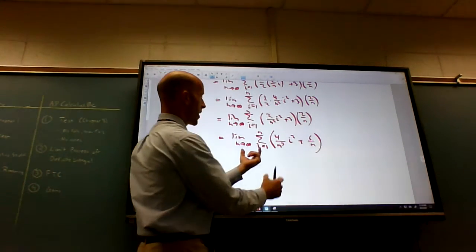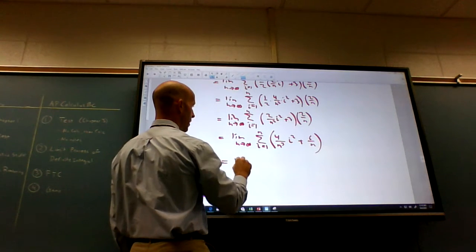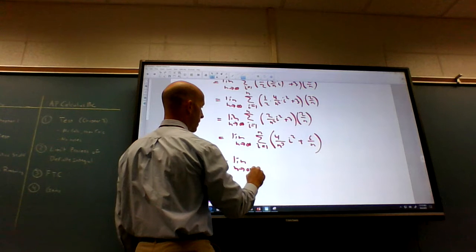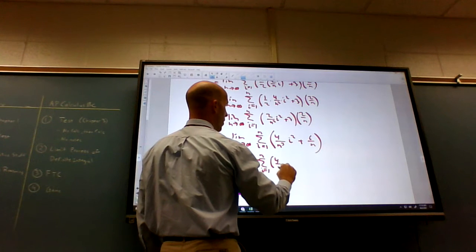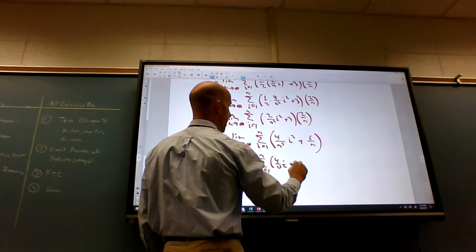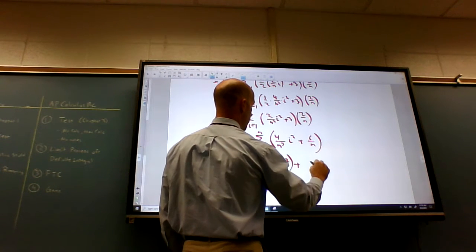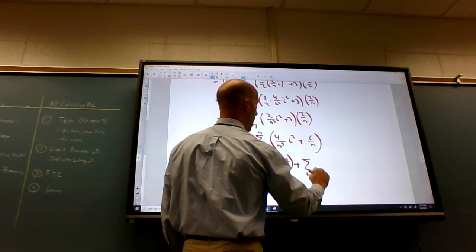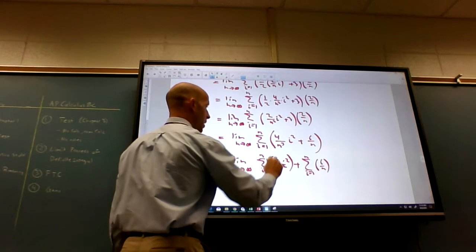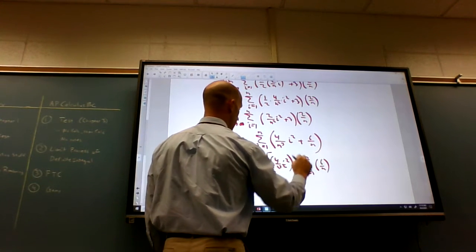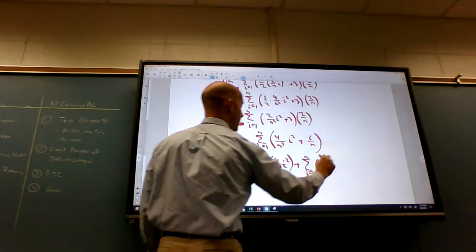Now I'm going to use the rule that I can break this summation of a sum into the sum of the summations. So this would be the limit of the sum of i going from 1 to n of 4 over n to the third times i squared, plus the summation i equaling 1 to n of 6 over n. And I guess I don't really need that. Let me undo this. We're doing the limit of this whole thing.